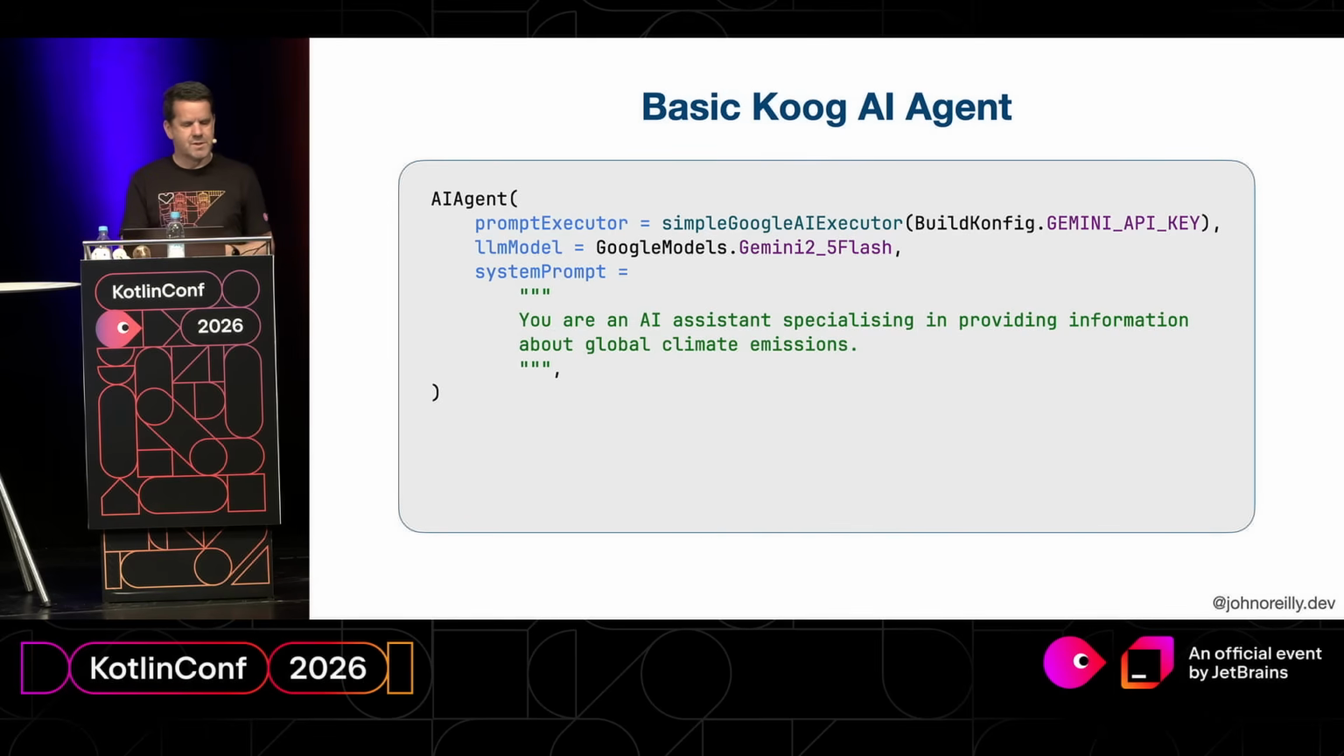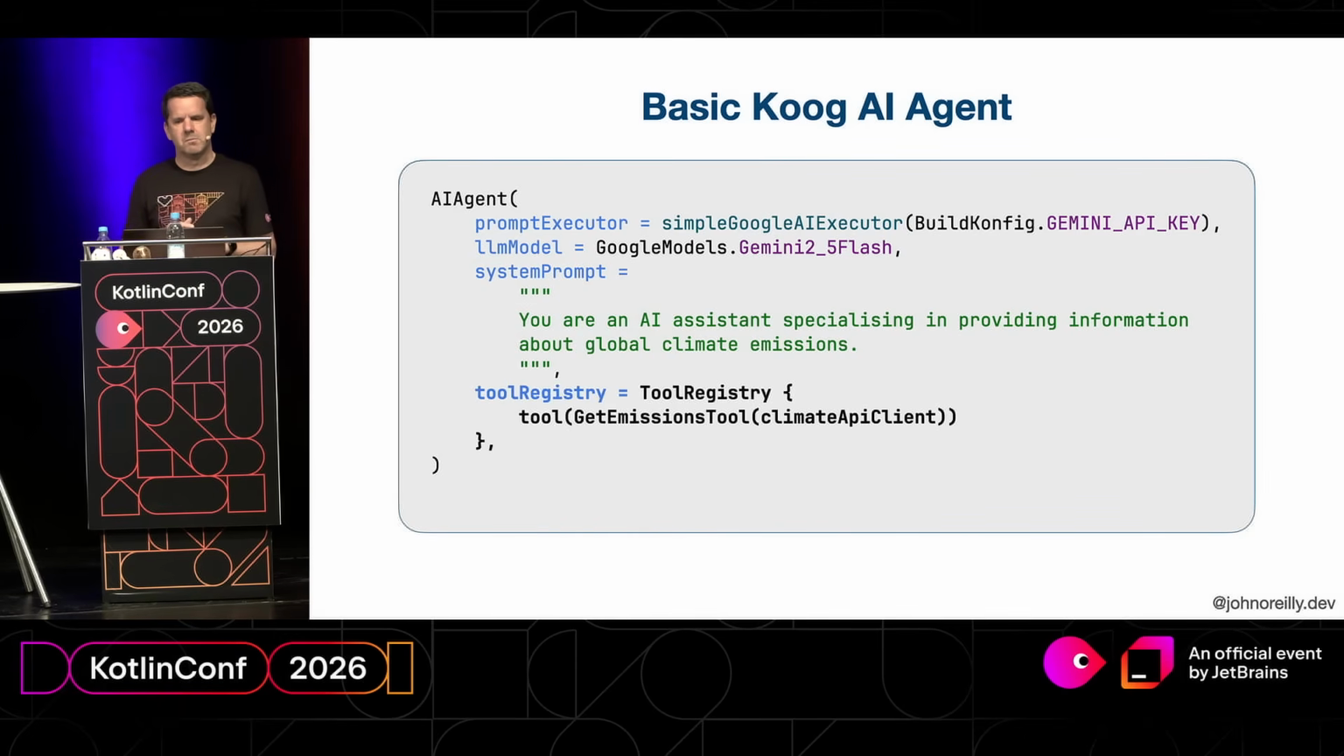So this is how simple it is to start using Koog. We define an AI agent with a prompt executor, like Google, specify the model, and set a system prompt which defines the agent's persona, in this case, a climate emissions specialist. To make the agent more useful, we can add tools. In this case, for example, we're adding the Get Emissions tool, which is going to provide emissions data to the agent. Lastly, we can create custom strategies, and this allows us to control exactly how our agent loops through tool calls and handles multi-step reasoning, for example.